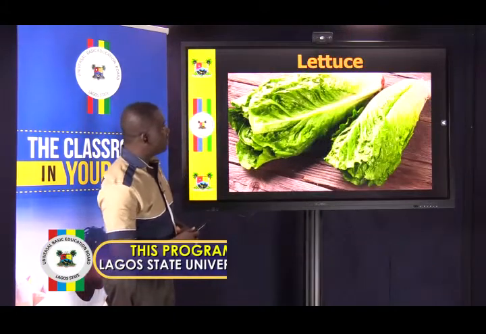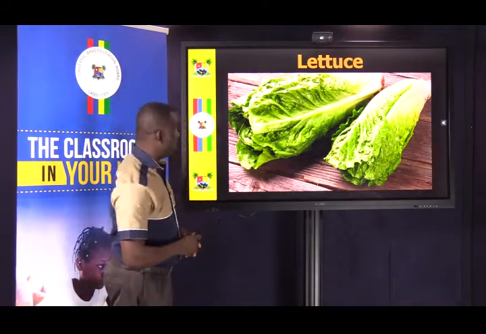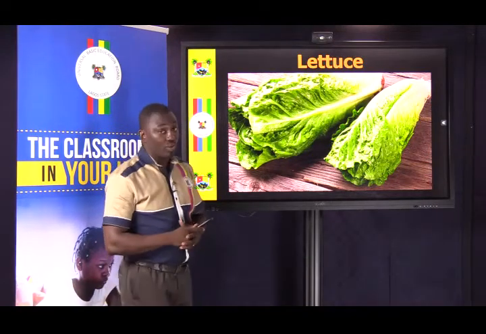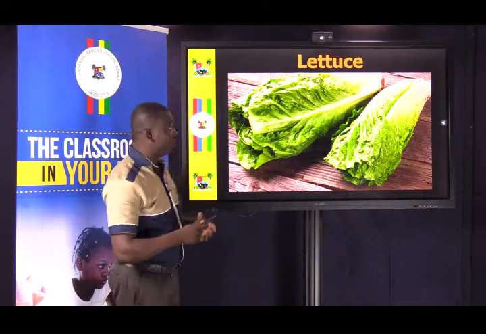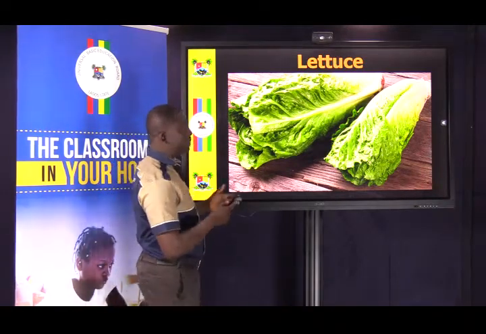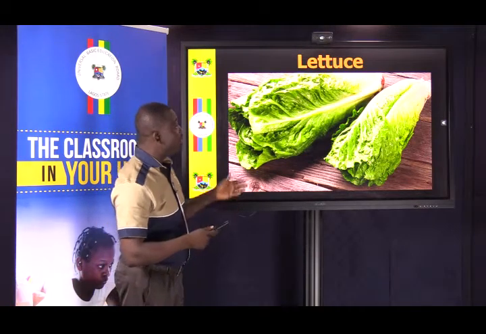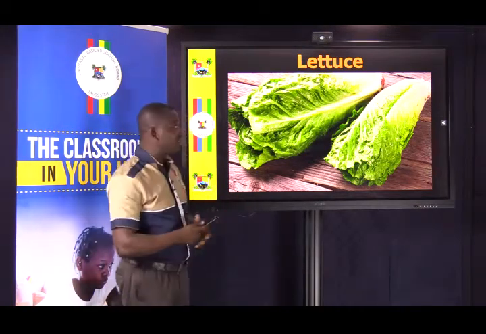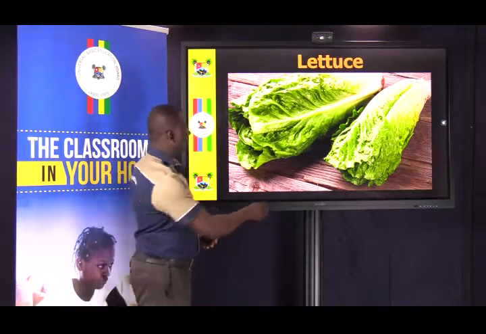On to the next one, lettuce. Say lettuce. Lettuce, okay? Lettuce are annual crops, okay? They grow once in every year, all right? It means you can plant them in a year and harvest them in the same year. And we usually use lettuce to make salad, okay? We use them to make salad, all right?